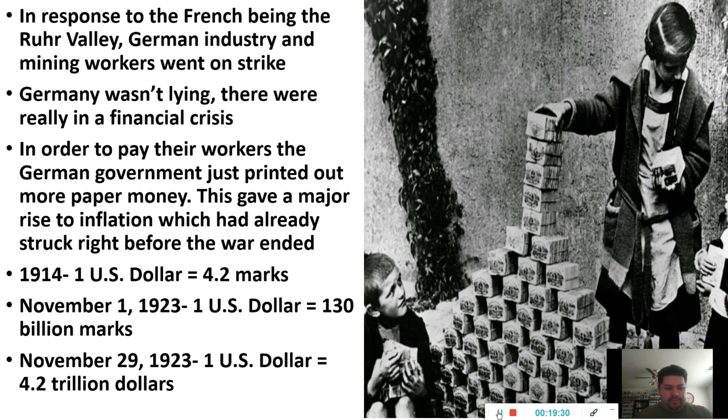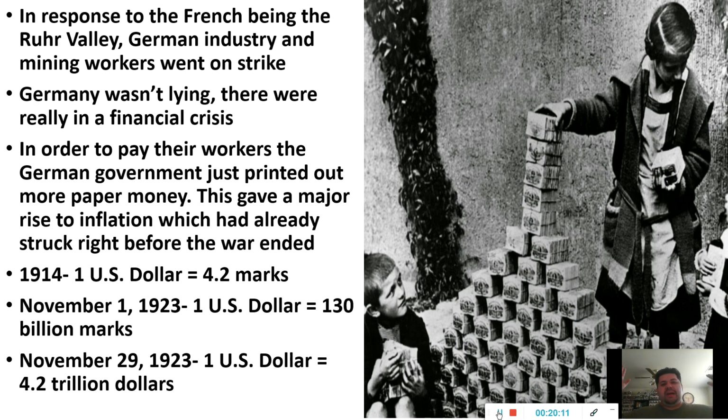Here's an example right here. In 1914, for $1 US, you got about 4.2 marks. In November 1923, $1 equaled 130 billion marks. Again, let me repeat that. $1 equaled 130 billion marks.